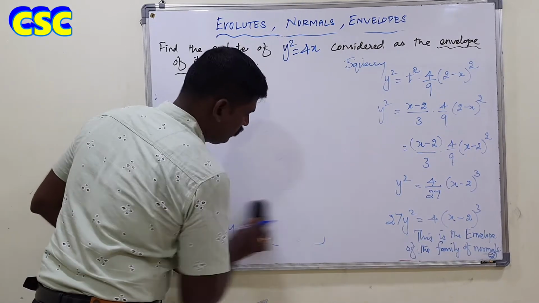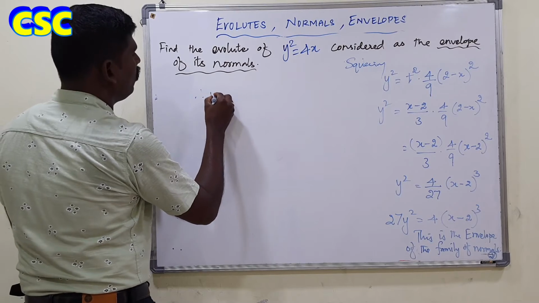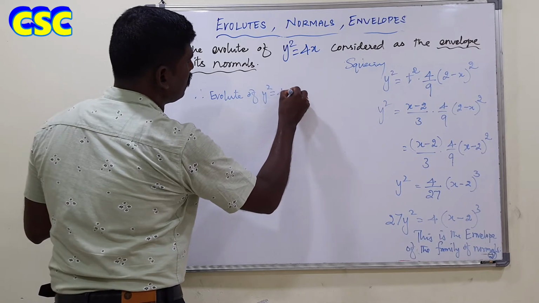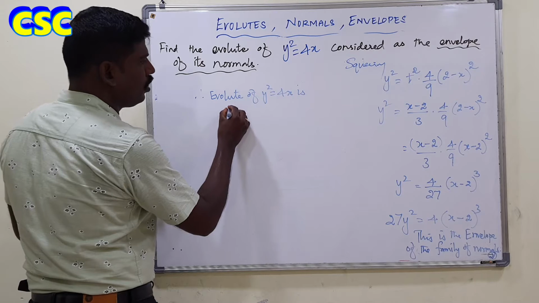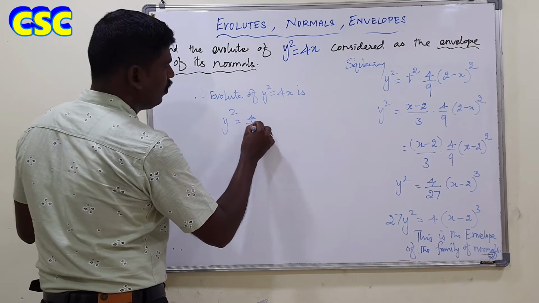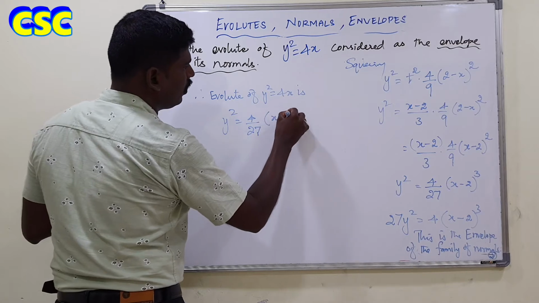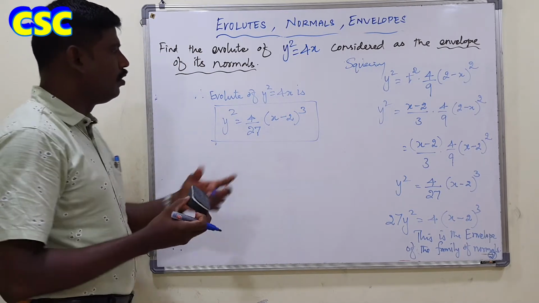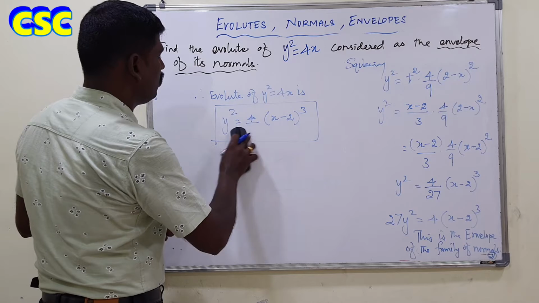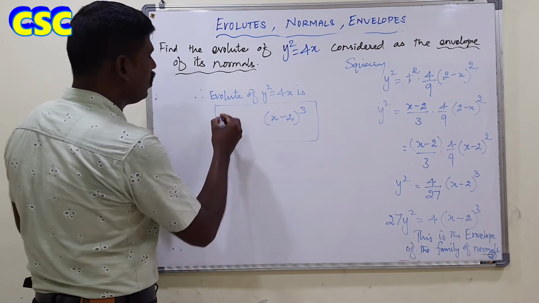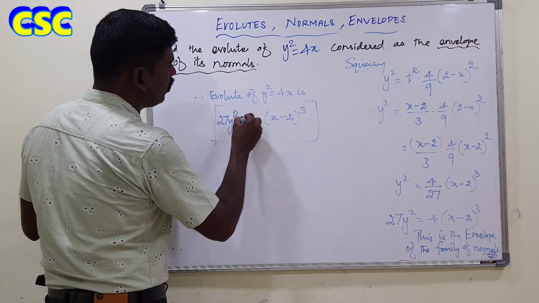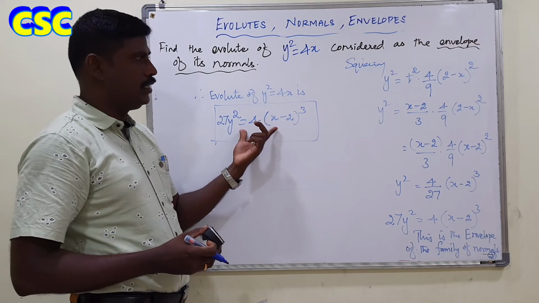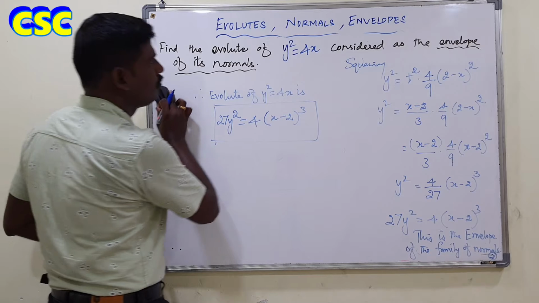Therefore, the evolute of y square is equal to 4x is the same as y square is equal to 4 by 27 into (x minus 2) the whole cube. That's all. Right? Here, look at here. 27 y square is equal to 4 into (x minus 2) the whole cube. Look at here. So the parameter t is completely eliminated, isn't it? Right, that's all. Next one.